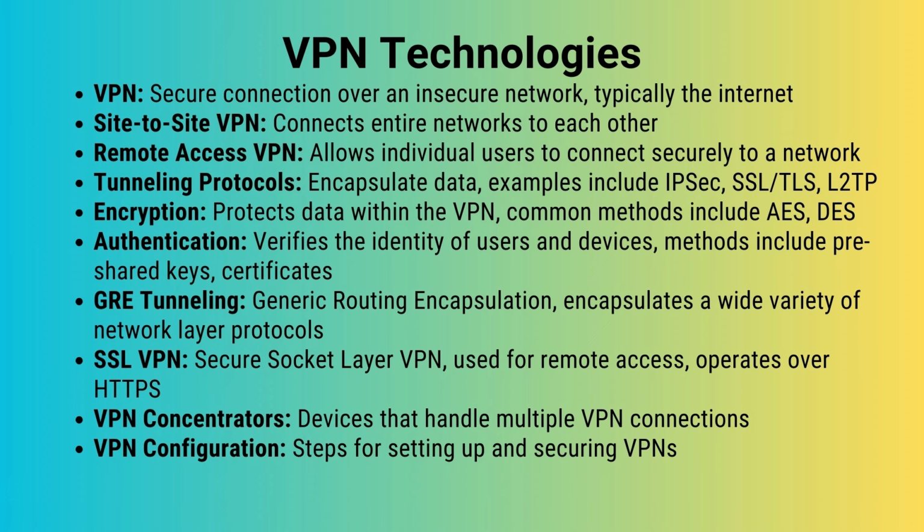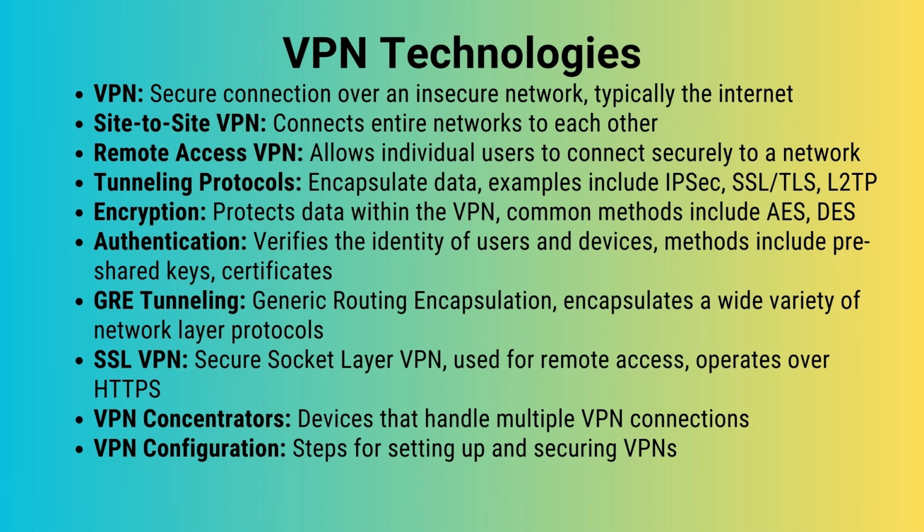IPsec, Internet Protocol Security, provides strong security at the network layer and is often used for site-to-site VPNs. SSL VPNs operate at the application layer and are popular for remote access due to their ease of use and compatibility with web browsers. Encryption protects data within the VPN, with AES being a widely used, strong encryption method. Authentication in VPNs can use pre-shared keys, digital certificates, or integrate with existing authentication systems.